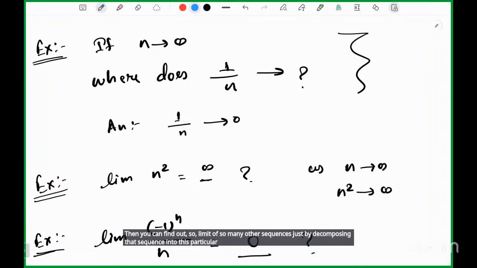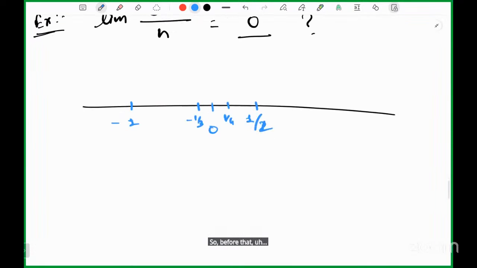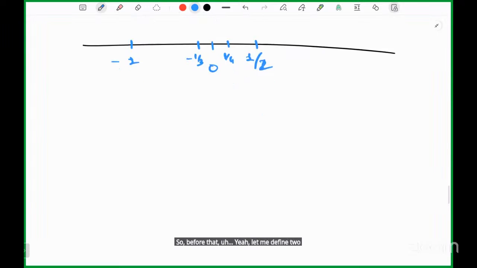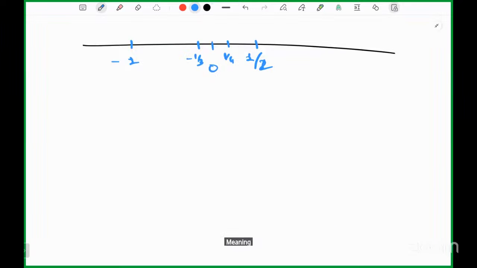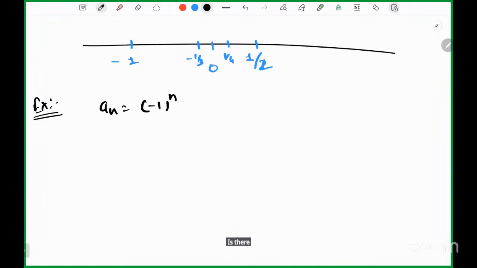So I'll take an example over that too. Before that, let me define two terminologies about sequence: what is the meaning of convergence and divergence of a sequence? Can we talk about the limit of this sequence, a_n equals minus 1 to the power n? Is there any fixed number where the sequence goes as n goes to infinity, or is it fluctuating between two values?